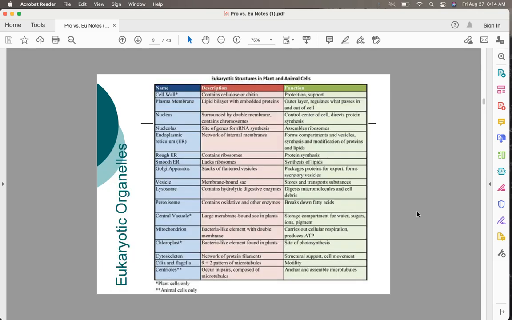Next, we have this large chart that is the eukaryotic structures in plants and animal cells. It has the name of the organelle, it has the description for you, and then the function, what it actually does. I'm not going to go through and read every single one of these to you because you guys are completely capable of reading, but if you'd like to pause and just take a second to remind yourself of some of the major organelles inside of eukaryotic cells, this is a place for you to do that.